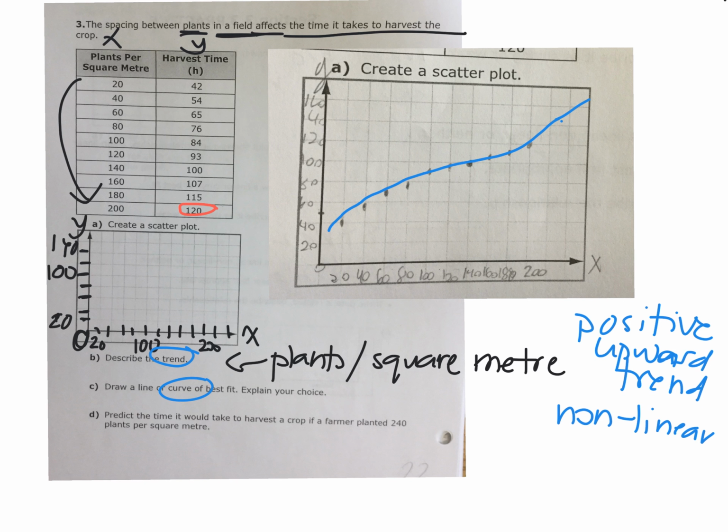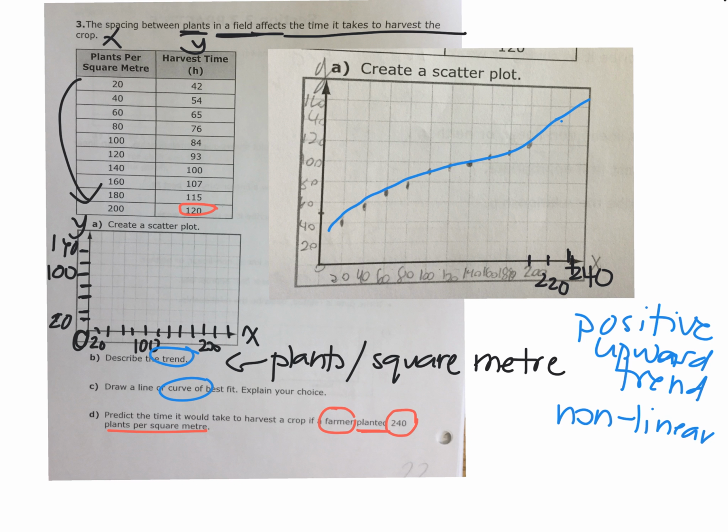Predict the time. We're going to make a prediction now. I want everyone to look at their graphs. You're predicting the time it would take to harvest a crop if the farmer planted 240 plants per square meter. This scale is counting by 20, so if this is 200, this is 220, and this is 240. I want you all to extend your graph and label 220 and 240. I have to make sure I include 240 on my scale so I can make a prediction.